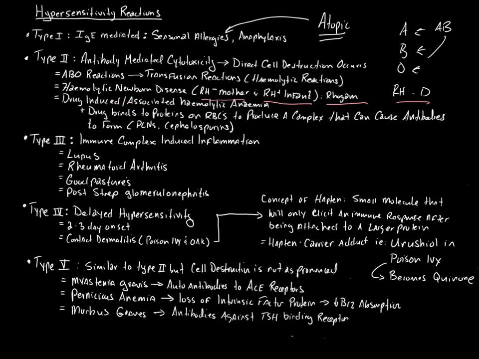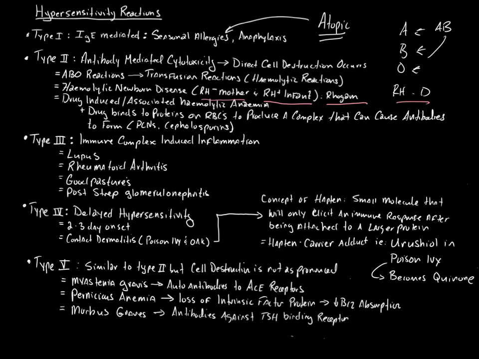Okay? There are also some other types of problems under type 2, and these are drug-induced or drug-associated hemolytic reactions or anemias. Basically, what happens here is a drug binds to proteins on red blood cells, and this produces a complex that can cause antibodies to form. This is actually something known as a hapten. A hapten is a small molecule that by itself won't elicit an immune response, but when that molecule becomes attached to a larger protein, what we call a hapten-carrier adduct is formed, and that hapten-carrier adduct can go on to elicit an immune response.